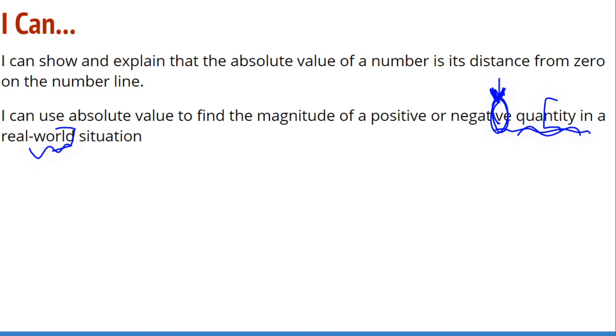So hopefully you feel like you can now show and explain that the absolute value of a number is its distance from 0 on the number line. And hopefully you are feeling like you can use absolute value to find the magnitude of a positive or negative quantity in a real-world situation.